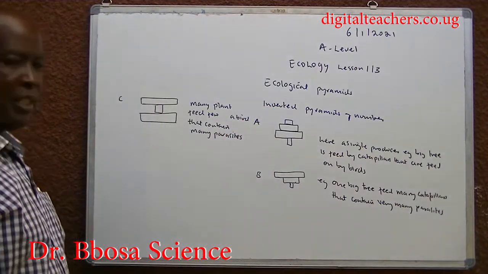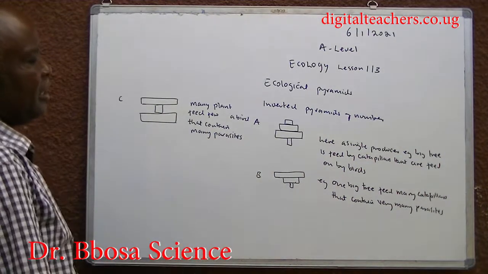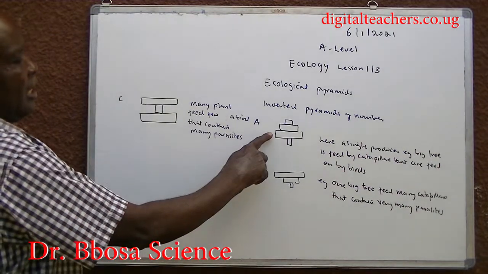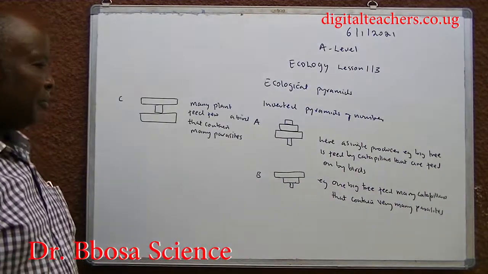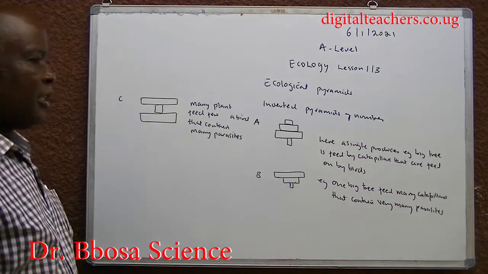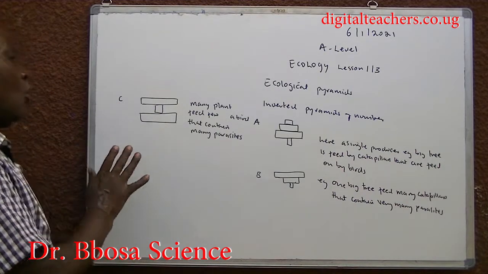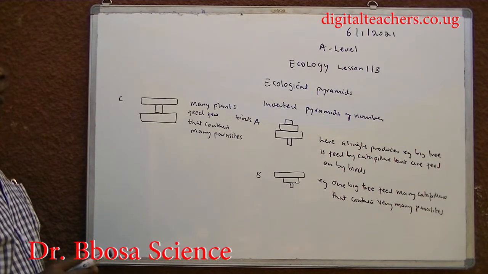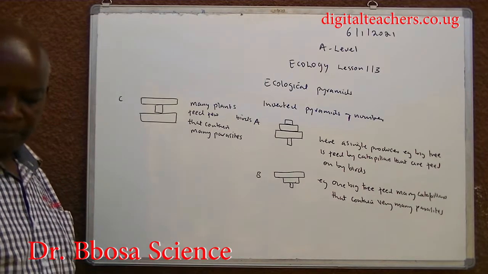Inverted pyramids. They may be of many types. A. One big tree feeds many caterpillars. The caterpillars are fed on by a few birds and one man. B. One big tree feeds many caterpillars that contain many parasites. Or C. Many plants feed few birds that contain many parasites.